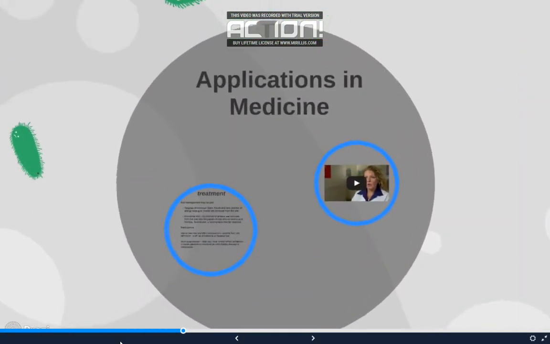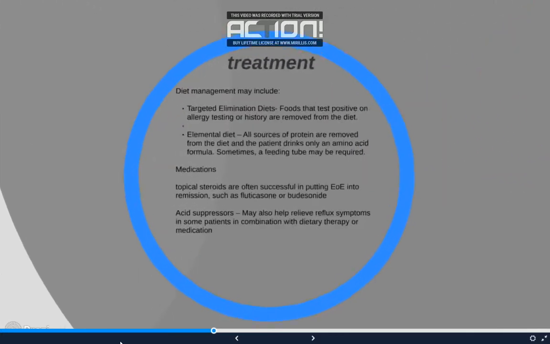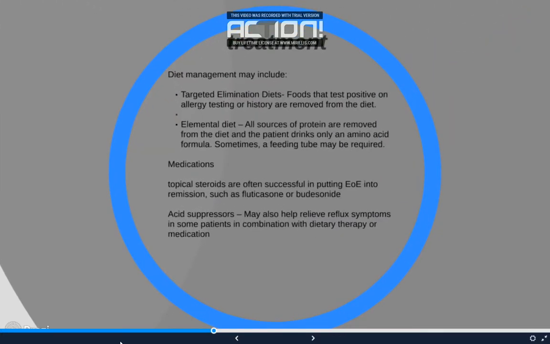Now we go to application in medicine. Treatment. Diet management may include a targeted elimination diet, where foods that test positive on allergy tests are removed from the diet. Elemental diet: all sources of protein are removed from the diet and the patient drinks only amino acid formula. Sometimes a feeding tube may be required.